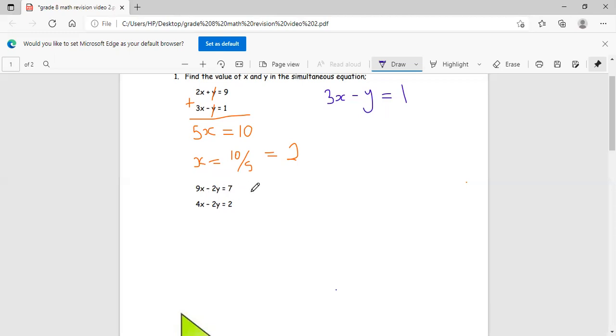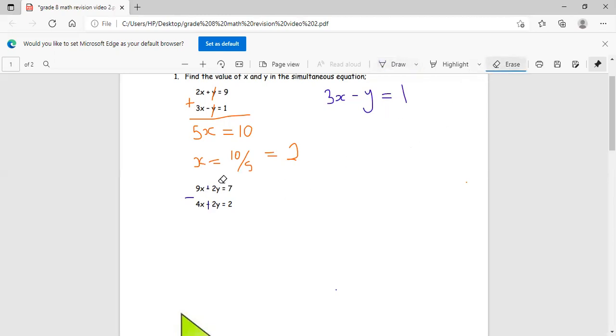So I'm using the elimination method still. Elimination means you are removing something, you are eliminating. That's what I'm doing now. Okay, so I will subtract this. So why am I subtracting? I'm subtracting because these are the same. See, minus and minus. If they are plus and plus, I will also subtract.